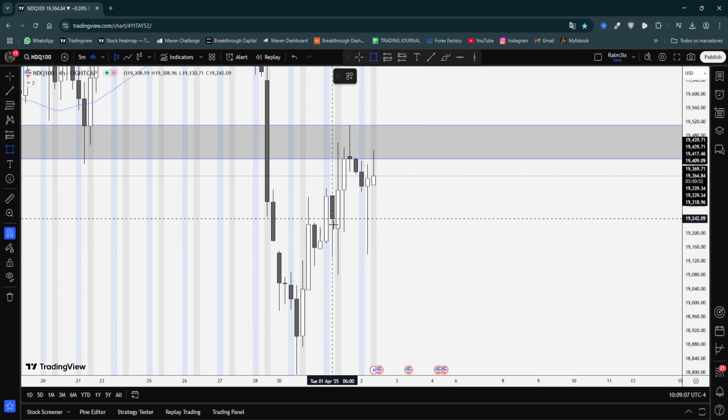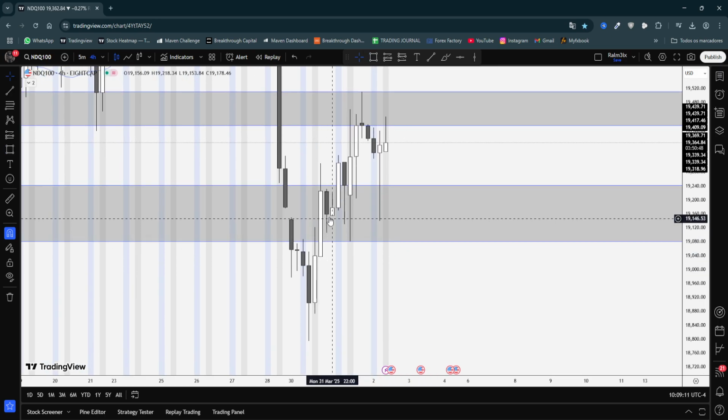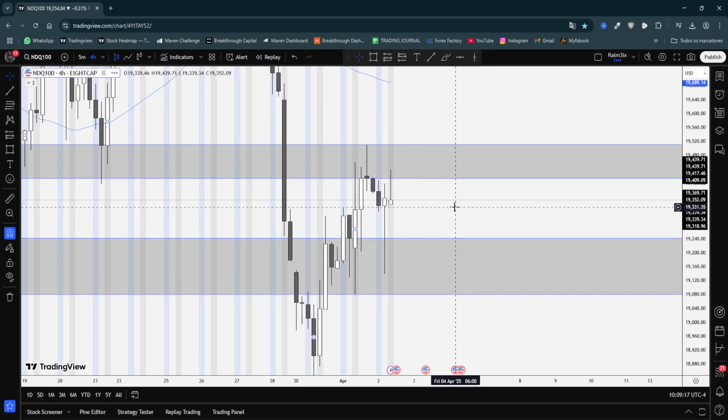For support, I have this body to this wick, and you see we have another zone here inside the zone, so we just stick with this one, okay? So for this session we have the support and the resistance, as you can see.